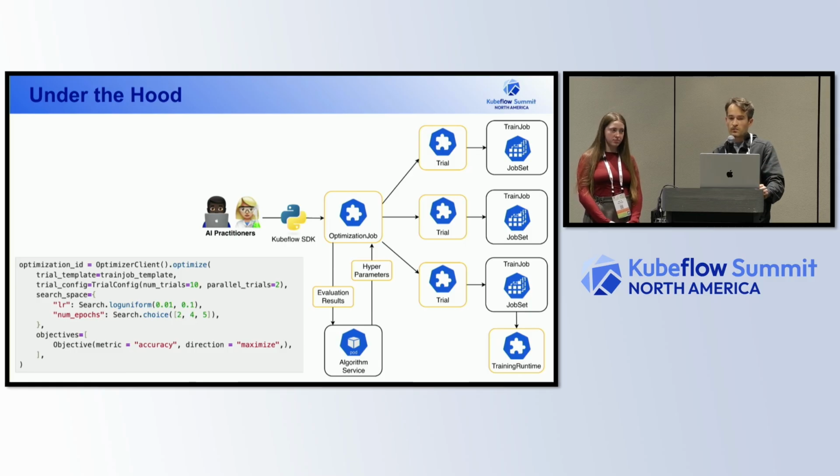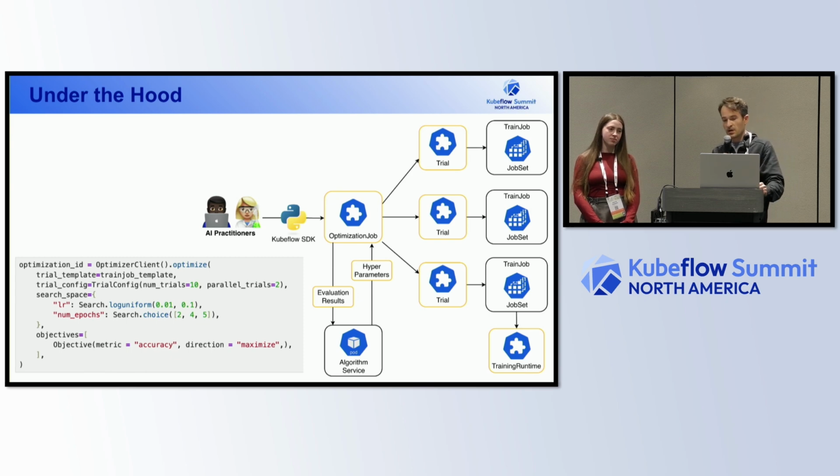So once you call that method, the Kubeflow SDK is going to create an optimization job resource. Katib, which is the HPO controller, is going to deploy the algorithm service for the one that's configured for the experiment.